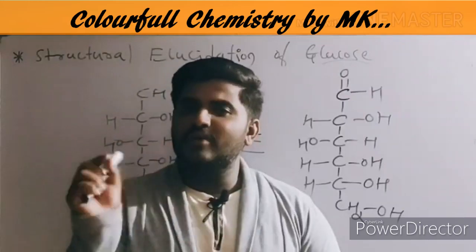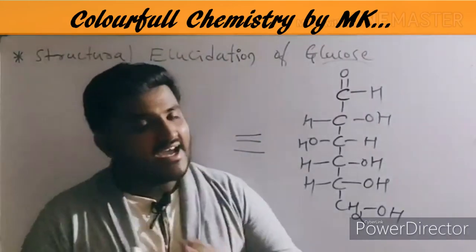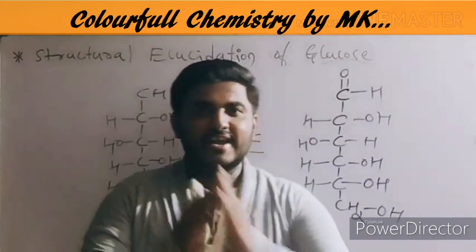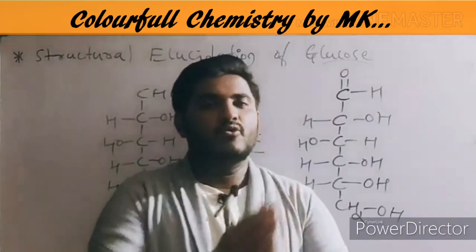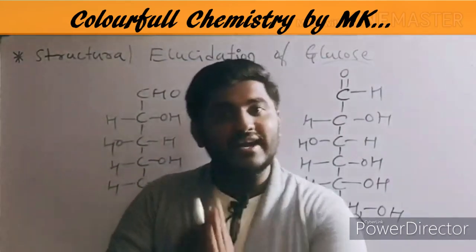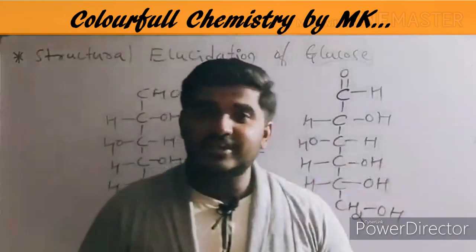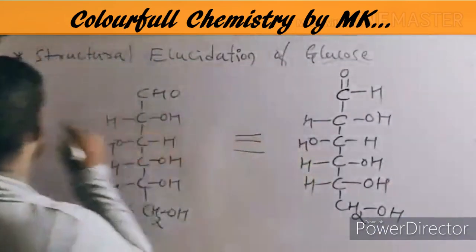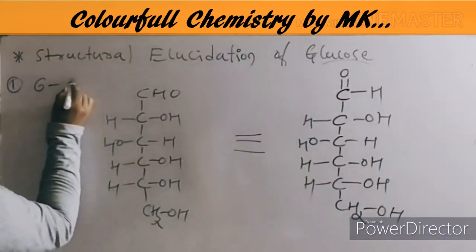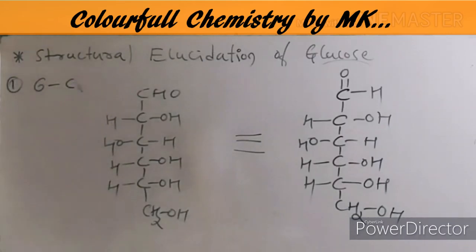So what is the role of red phosphorus there? That acts as a reducing agent. So when HI and red phosphorus are added to glucose, we get n-hexane. That reaction indicates that glucose has 6 carbon atoms.